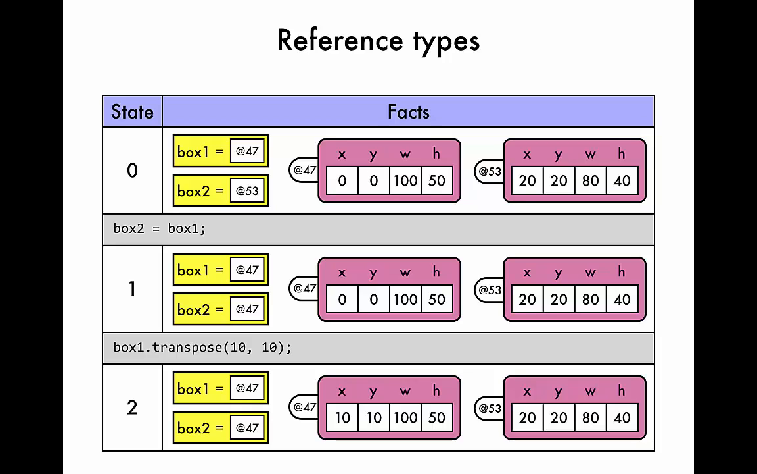And now that we have our final state, you should go back and check the answer you wrote for this problem. Both box 1 and box 2 should print out the rectangle 10, 10, 150.